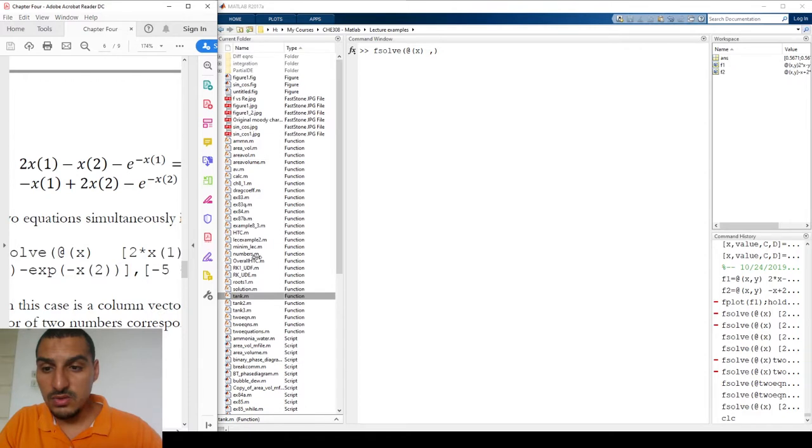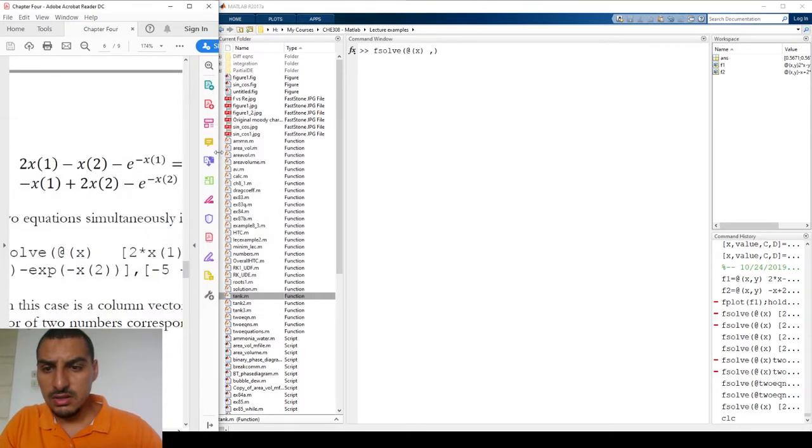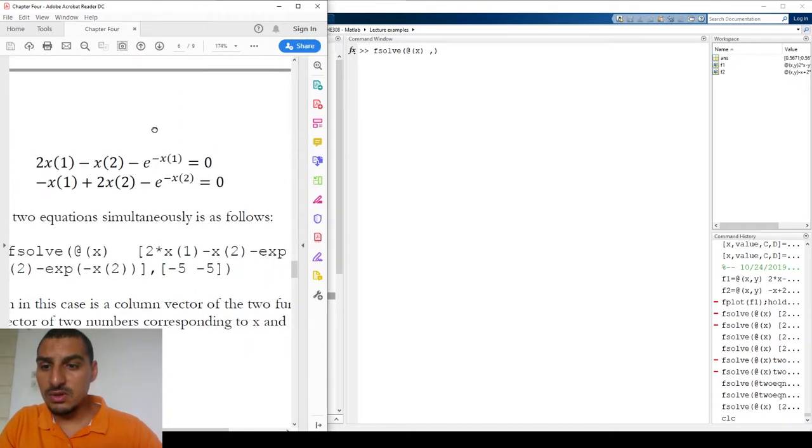So we have the equations written. First we will, oops, I'm sorry. I don't know what's wrong with it. Yeah, so here it is.